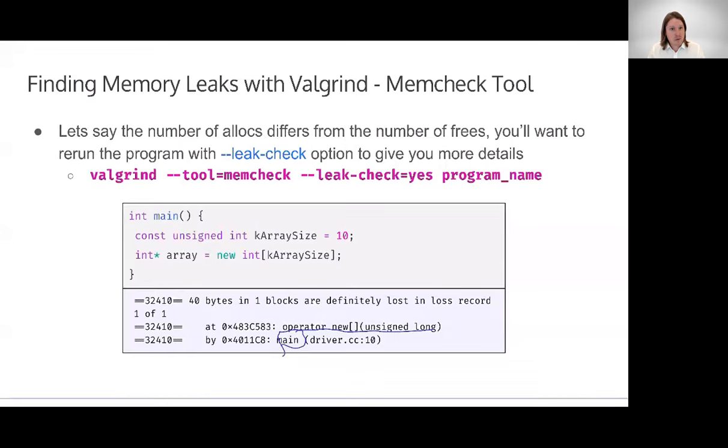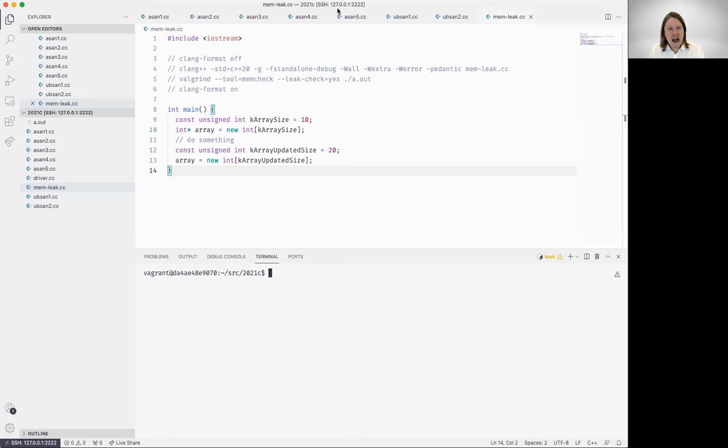So find my new share. We will go to VS Studio Code, and I have one memory leak example for you. I'm going to go ahead and set this up, compiling through and then actually running Valgrind with the leak check enabled.